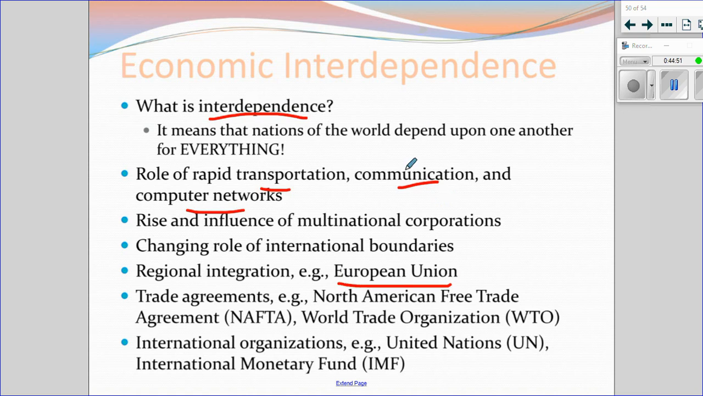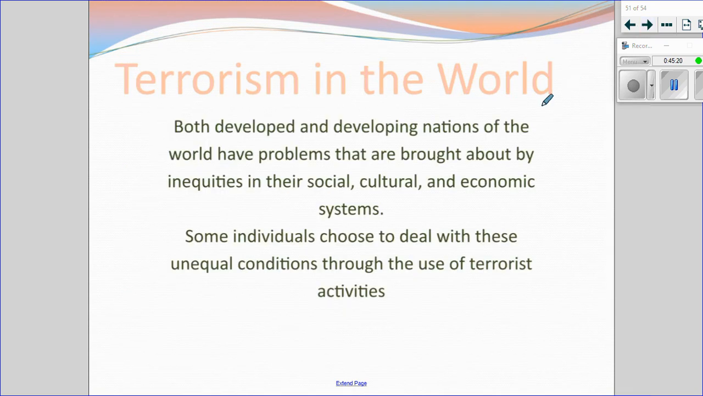We have our own, the North American Free Trade Agreement between us and Canada and Mexico, and of course the World Trade Organization that seeks to facilitate those linkages. You have international organizations like the UN that seek to resolve conflict and promote world health and fight world hunger. You have the International Monetary Fund that lends money to countries for various things like roads and bridges and railroads, and seeks to help them build their economies.